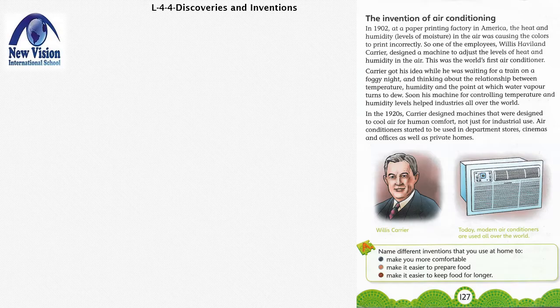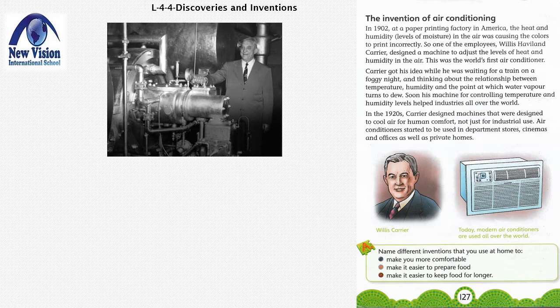This was the world's first air conditioner. Carrier got his idea while he was waiting for a train on a foggy night, and thinking about the relationship between temperature, humidity, and the point at which water vapor turns to dew. Soon his machine for controlling temperature and humidity levels helped industries all over the world.